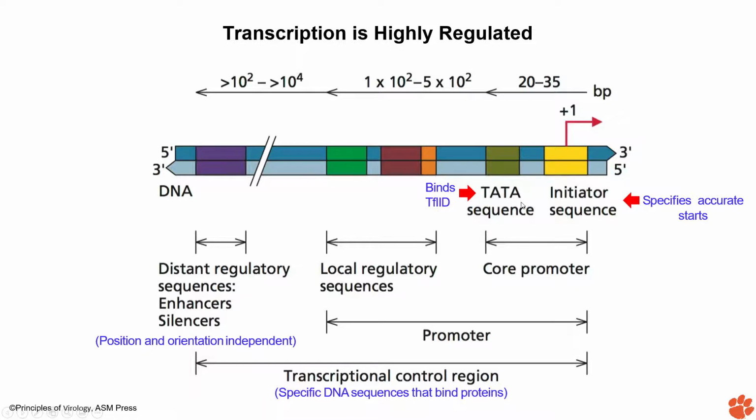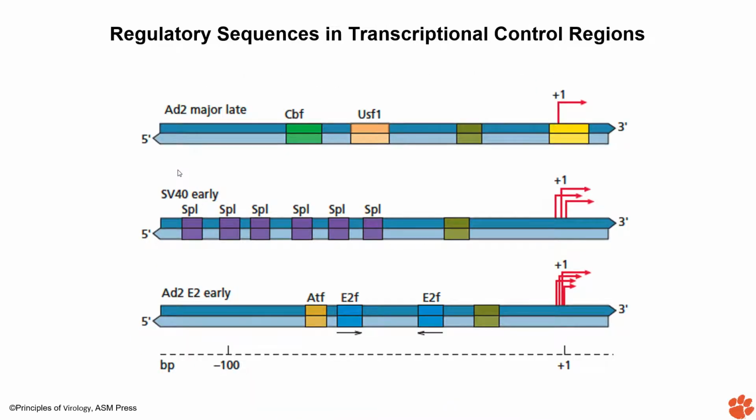So know the core promoter contains what? TATA sequence, initiator sequence, which bind RNA polymerase. Local regulatory sequences are within these 100 to 1,000 base pairs, and usually the distant regulatory sequences are much farther. They are position and orientation independent.